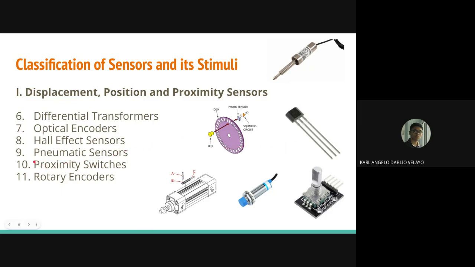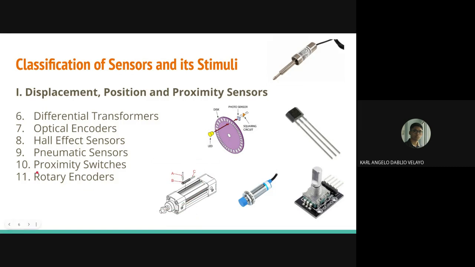Next, we have, I'm not sure how to pronounce this, but it is pronounced pneumatic sensors. So this sensor, this right here, generates electrical signal in proportion to the pressure they measure. So when force is applied to the sensor, electrical resistance varies from the pressure. So commonly used in heavy machinery like drills.